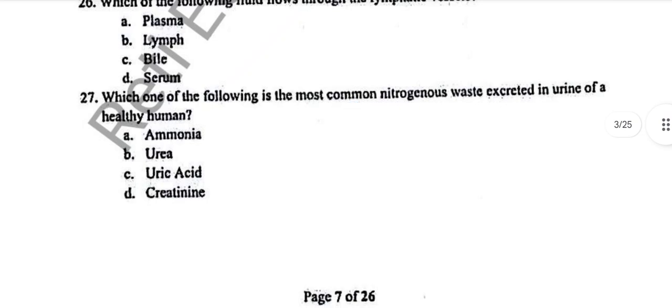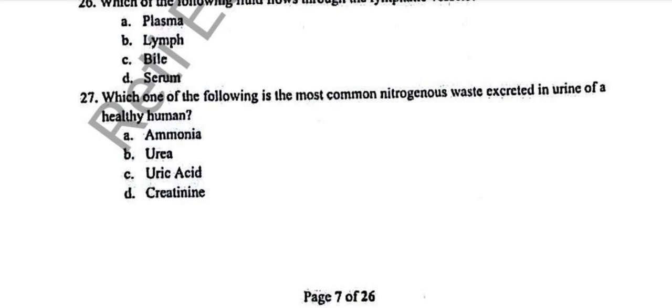Question number 27. Which one of the following is the most common nitrogenous waste excreted in urine of a healthy human? A. Ammonia. B. Urea. C. Uric acid. D. Creatinine. And the correct option is B. Urea. Humans are ureotelic animals and excrete most nitrogen as urea.